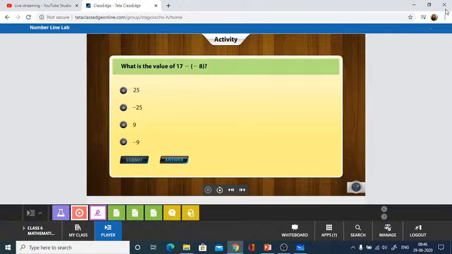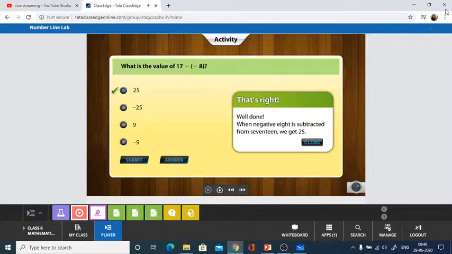What will be the answer, children? Yes, Sangeeta Mukherjee. Yes, the answer is plus 25. That's absolutely correct. Well done! When negative 8 is subtracted from 17, we get 25. Good, very good response.